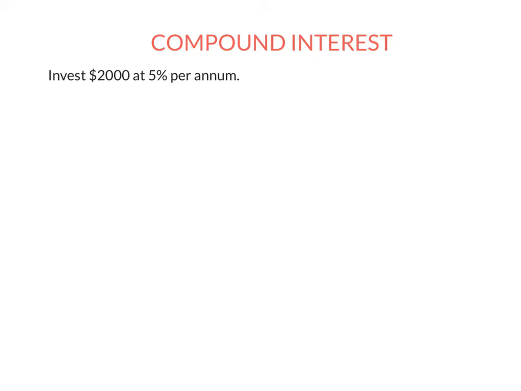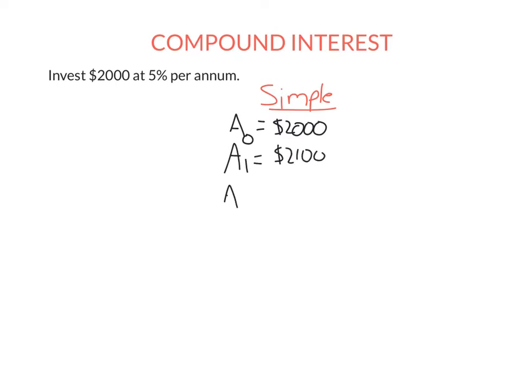So you've done simple interest before. If this was simple interest, because 5% of 2,000 is $100, your amount in your account would just go up by $100 each year. So if you start with 2,000, you would have at the end of the first year 2,100, at the end of the second year you'd have 2,200, at the end of the third year you'd have 2,300, and so on.